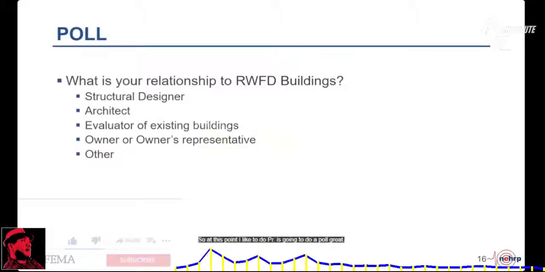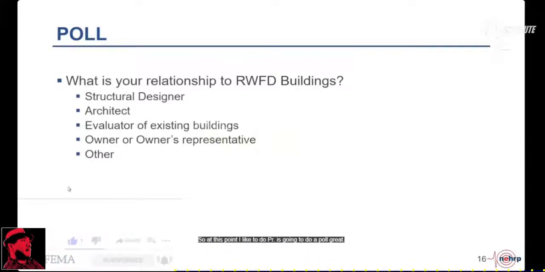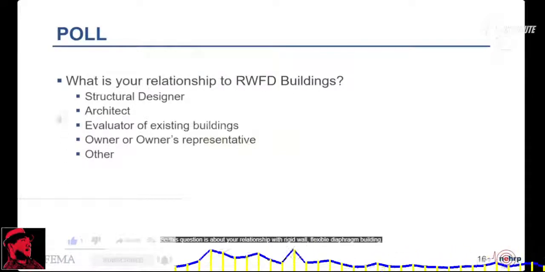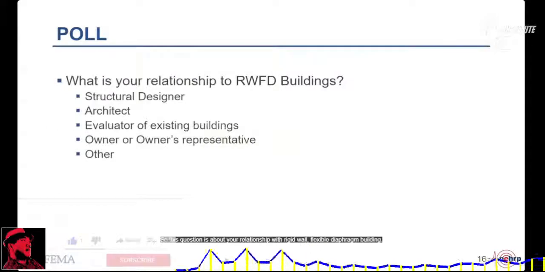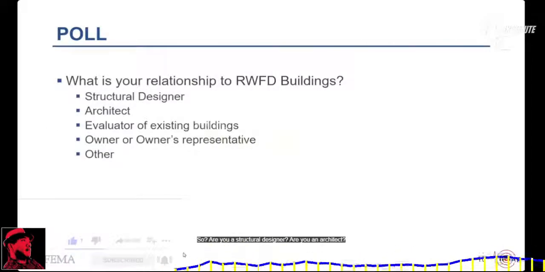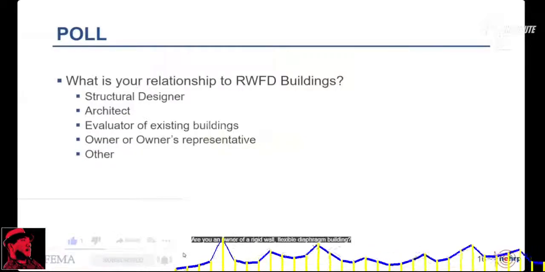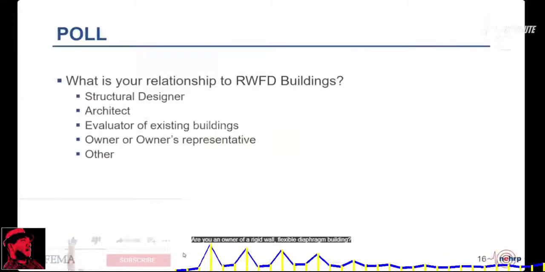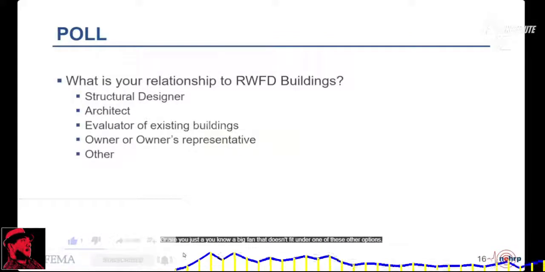So at this point, Kiara is going to do a poll. Great. So this question is about your relationship with rigid wall flexible diaphragm buildings. Are you a structural designer? Are you an architect? Are you an evaluator of existing buildings? Are you an owner of a rigid wall flexible diaphragm building? Or are you just a big fan that doesn't fit under one of these other options?